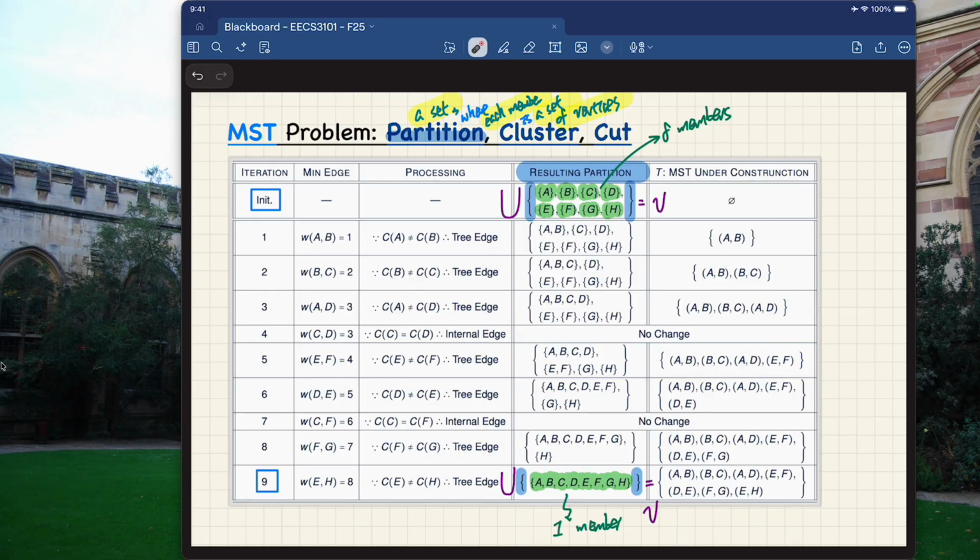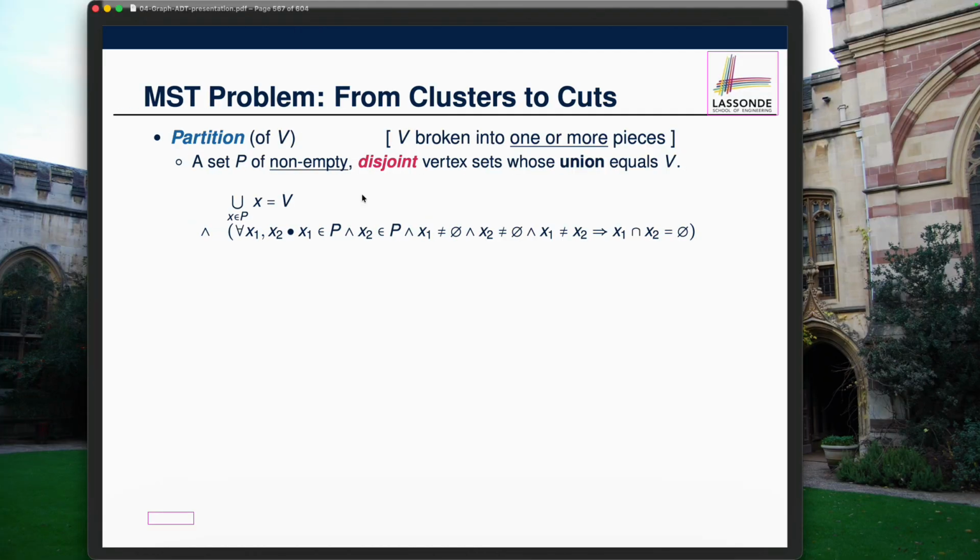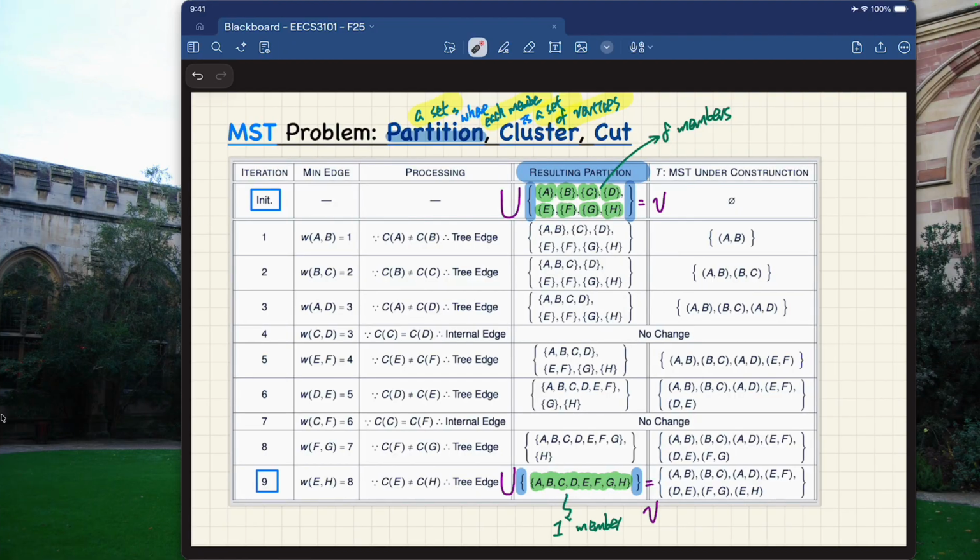All right. So now we basically cover all the essence of what a partition is. Just remember, it's going to be a set of sets of vertices. So it's going to be a set where each member is a set of vertices. Also, between any two member sets, the contents must be non-overlapping. The intersection must be empty.